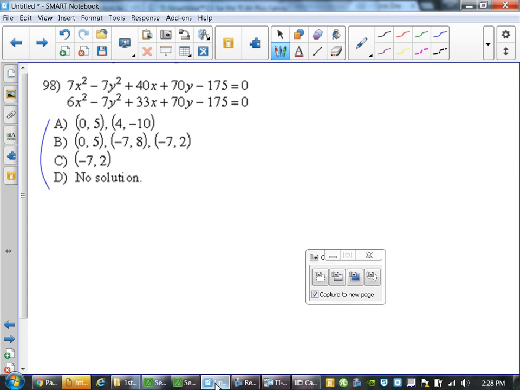Is that one of R and one of A? I don't know. Well, I'm just saying, one of all of those has to work. So all I'm going to do is just direct substitution and see if it works. If I substituted 0 for x and 5 for y, do I get 0 at the end? Does it work with 4 and -10? Does it work with -7 and 8? Does it work with negative?